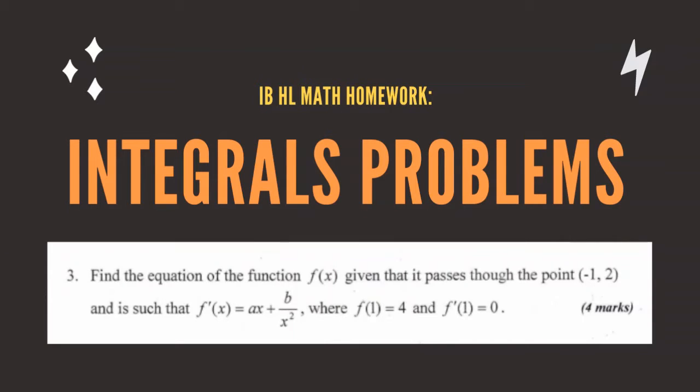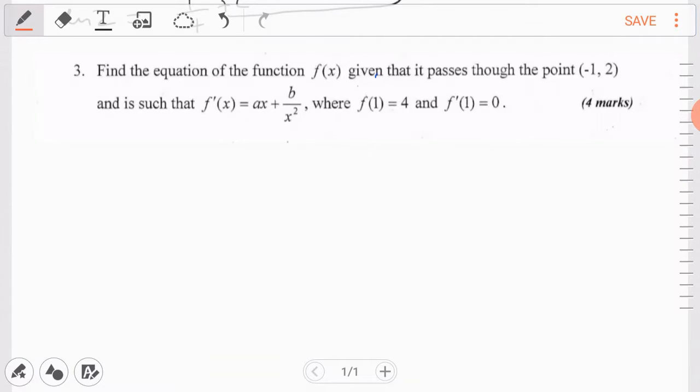Today I'm going to be walking you through this IB integrals problem. So let's get started. Find the equation of the function f of x given that it passes through the point -1, 2 and is such that f prime of x is equal to ax plus b over x squared, where f of 1 is 4 and f prime of 1 is 0.